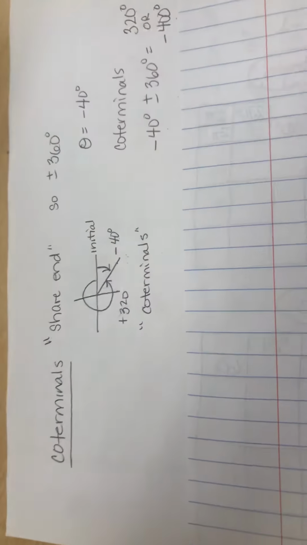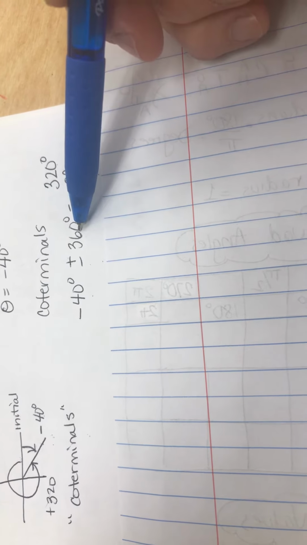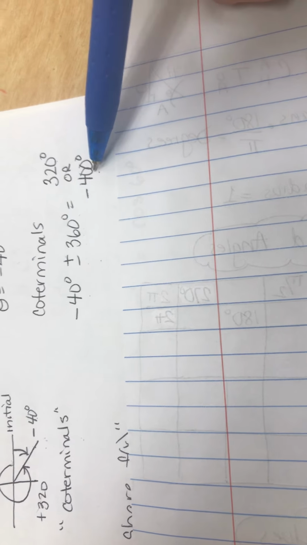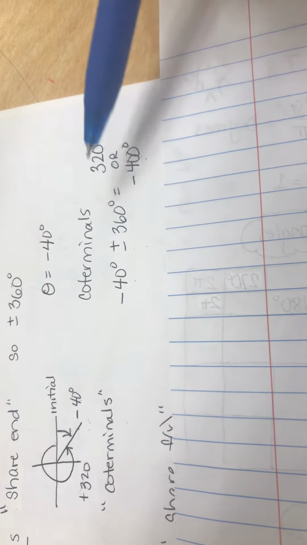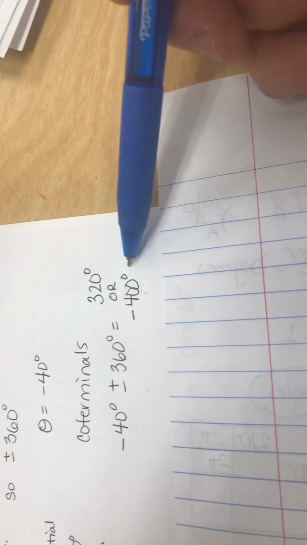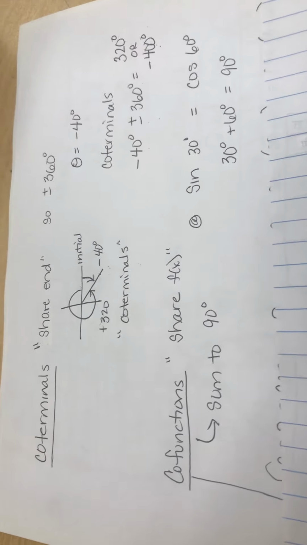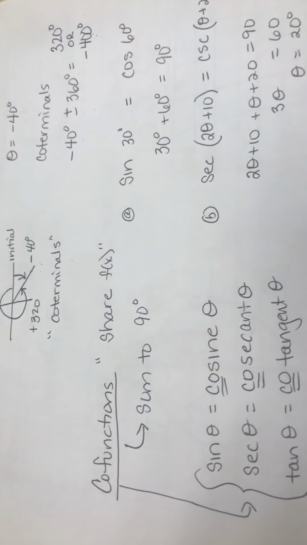So to find a coterminal, if I give you theta being negative 40, coterminals would simply be add 360 and you get 320, or subtract 360 and you'll get negative 400. So if they ask you for 2 coterminals, just add and subtract 360. If they ask for more than that, you can just keep doing it again. Add 360 to this, subtract 360 to this. So that's coterminals.